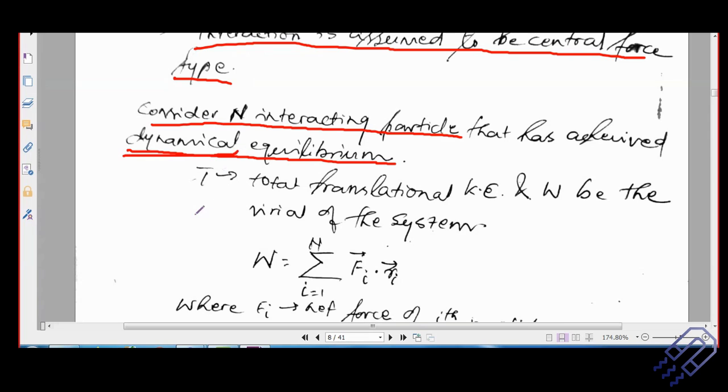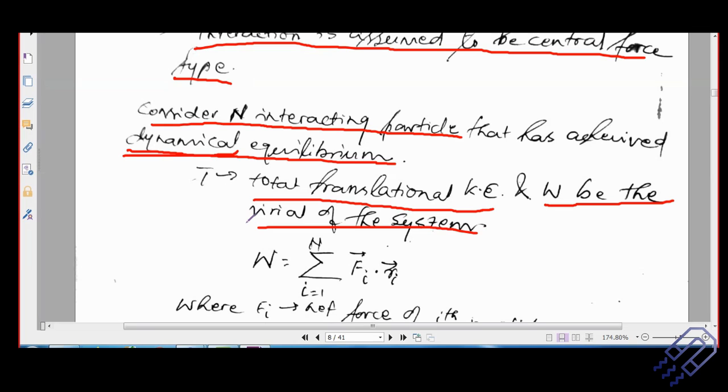In general, we can say it does not have any interaction with the outside atmosphere. What it has achieved, it's there. If I say the kinetic energy of a particular particle is this, I assume that the kinetic energy will remain that. So if T is the total translational kinetic energy and W be the virial of the system.